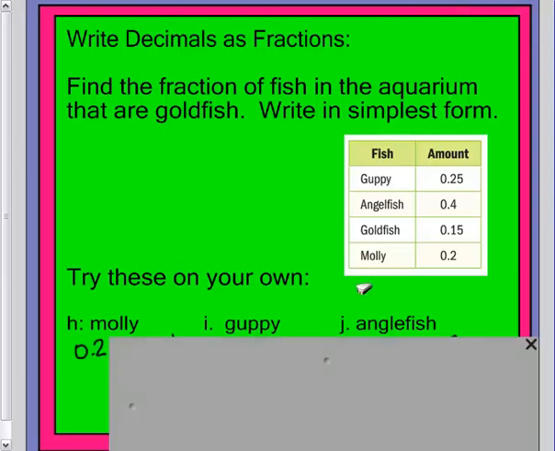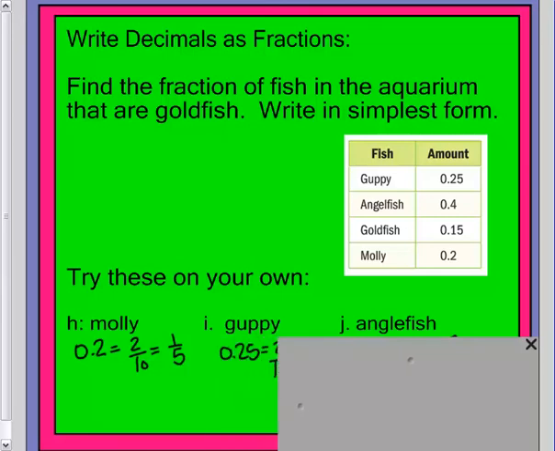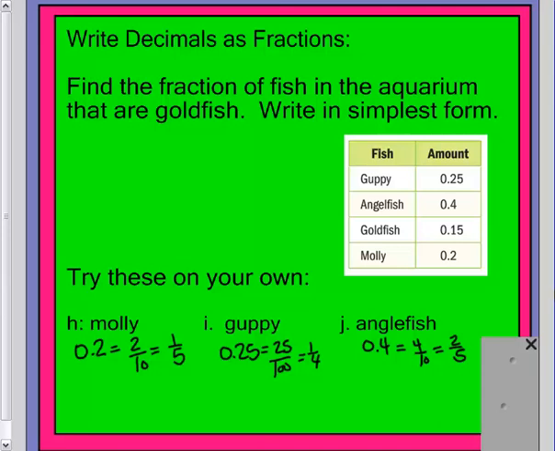Okay, so the molly fish is 2/10. If I simplify that, or if I write it as a fraction, it's 2/10. And then if I simplify it, 1/5. Guppies were 25 hundredths, so rewrite it as a fraction, and simplified, it's 1/4. Angelfish were 4/10, write as a fraction, simplified, 2/5.